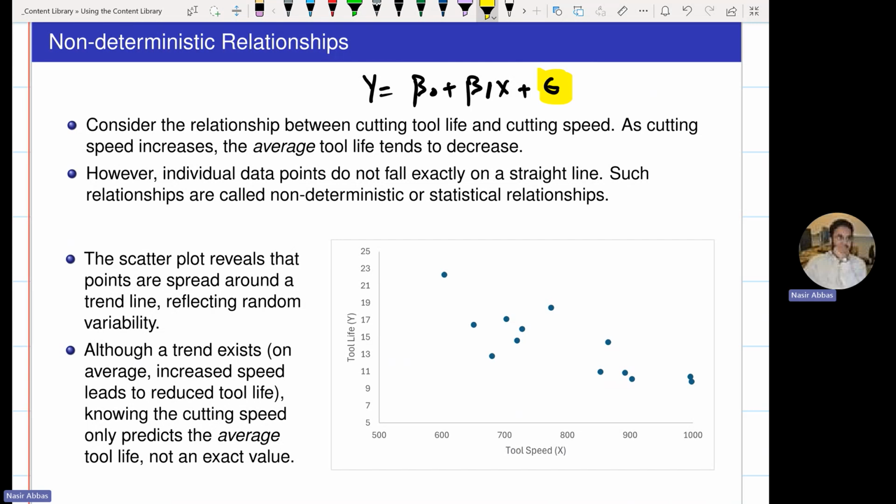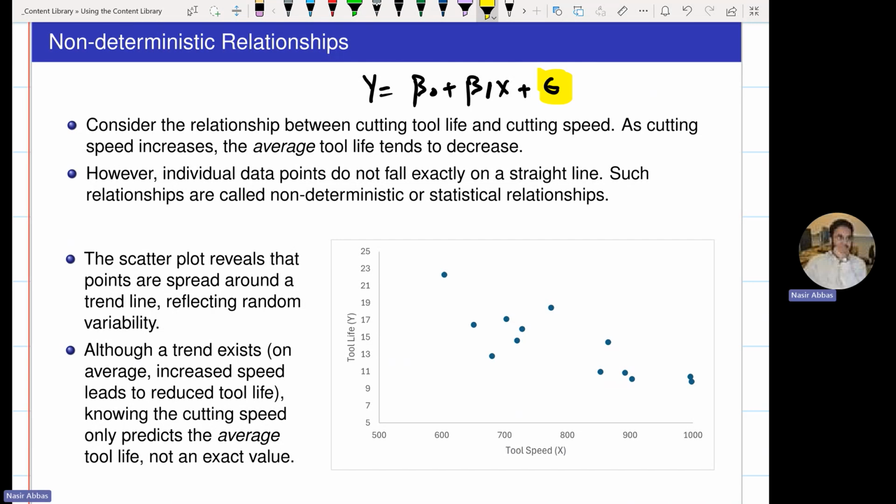Now here you will say that we can give you a guessed value of y, but subject to some error, plus or minus something. And that epsilon can be a positive quantity or a negative quantity, indicating that the actual point can be above the line or a little below the line. So let us quickly read what's written in the slide.